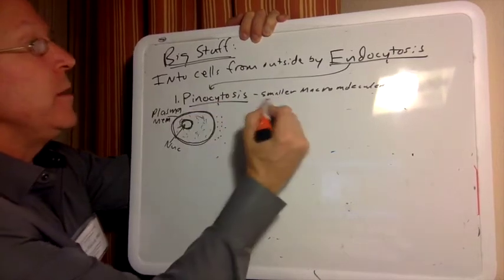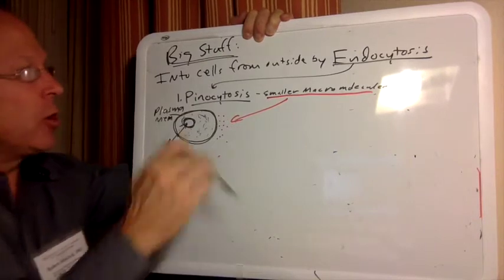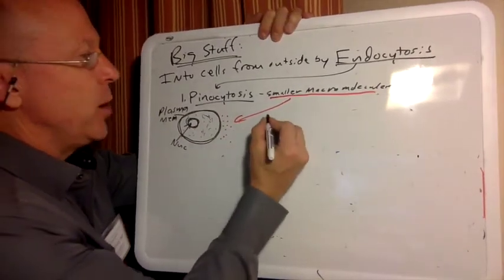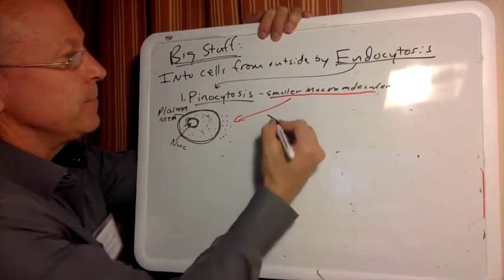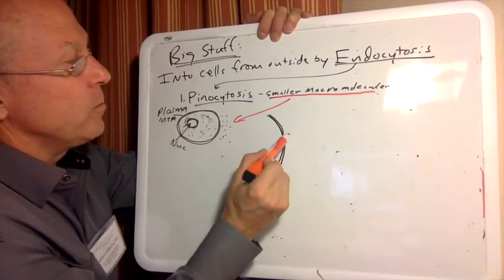So these are going to be these smaller macromolecules right here. And we're going to show the pinocytosis process. I'm going to blow it up. So here's the membrane looking like this. Here's the molecules.